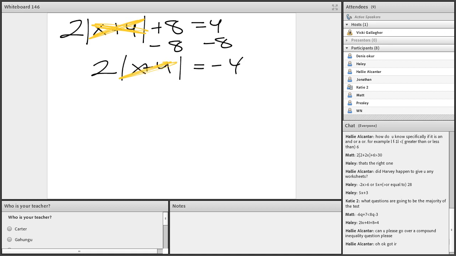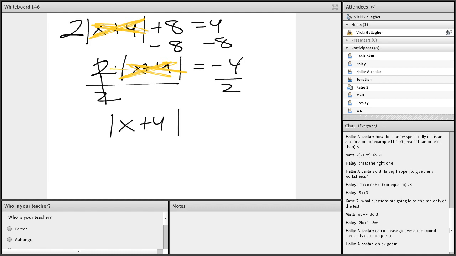Okay, and my yellow x still is not by itself, so I need to do one more step. Remember that this 2 is right next to the absolute value bars, which implies multiplication. So I'm going to do division next. Those will cancel. And now my absolute value bars are all by themselves.